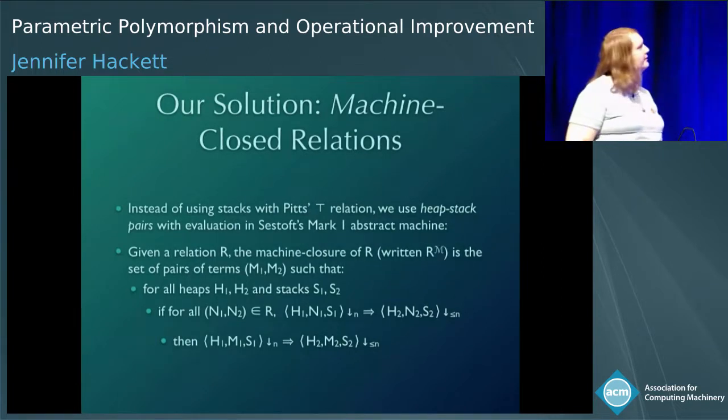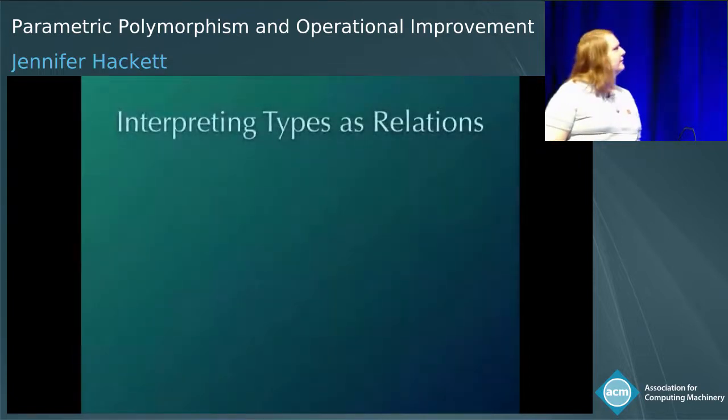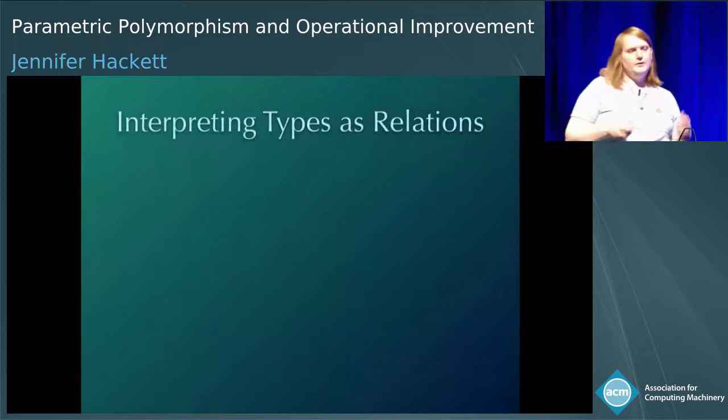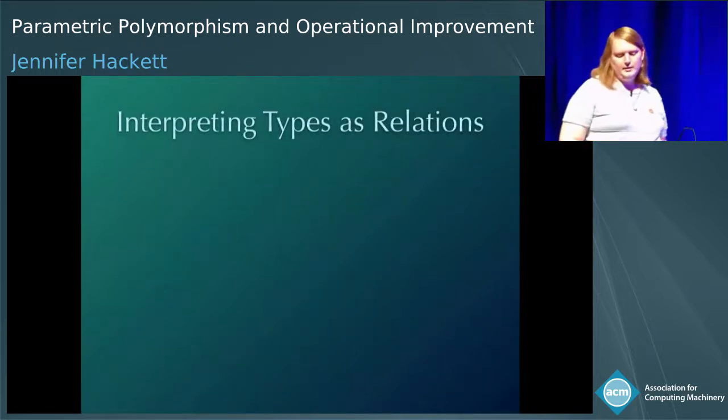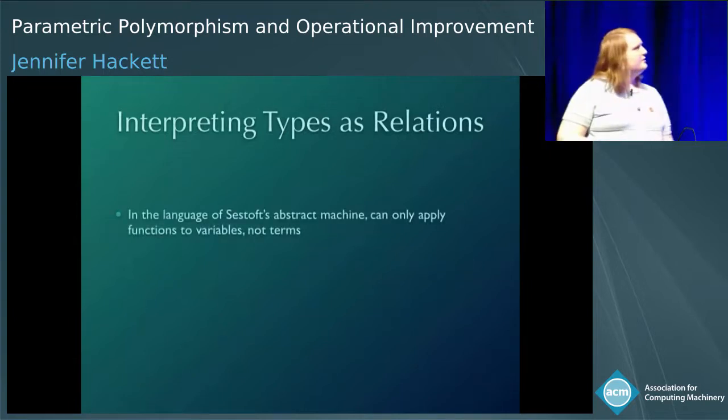And that's machine closure. So now we've got the right kind of relation. We need to interpret types as these relations. So there's a couple things. We have to change the original definition of these relational actions in a couple of places.